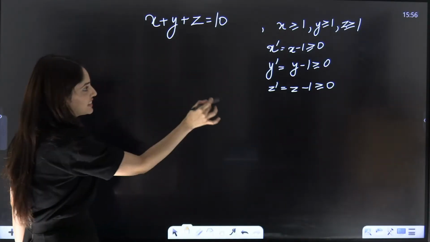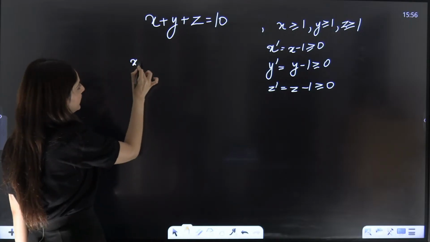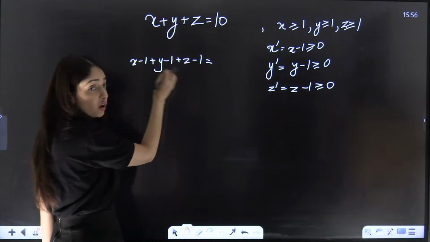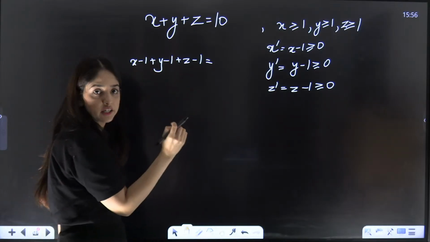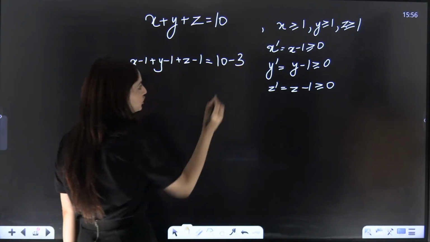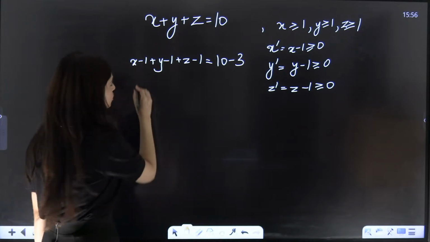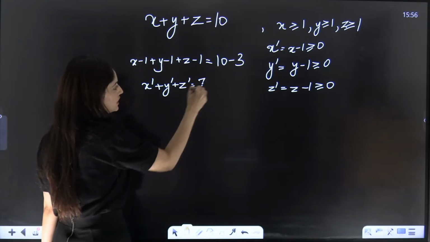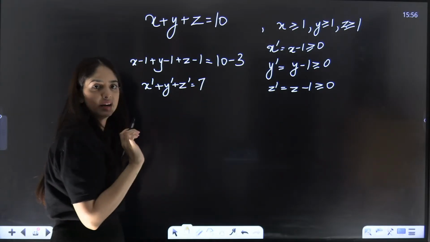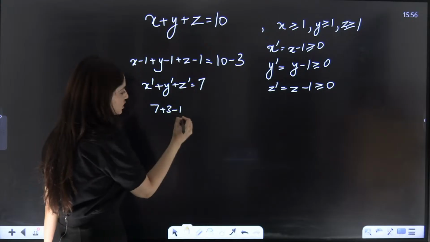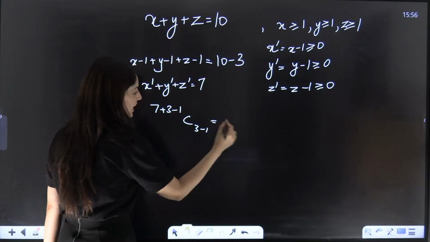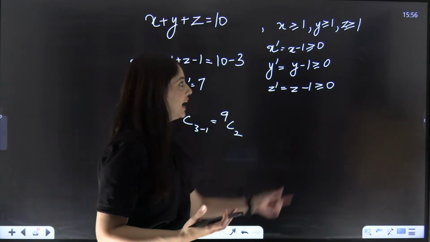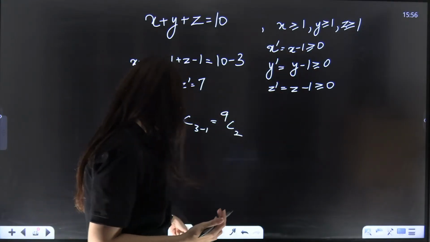So in order to make these x dash, y dash, z dash, we subtract x minus 1, y minus 1, z minus 1, and because we subtracted 3 minus 1s here, we also have to subtract 3 minus 1s here. So now our new problem becomes x dash plus y dash plus z dash is equal to 7. Now we can apply the formula directly. 7 plus 3 minus 1, C3 minus 1, that is 9C2. So in general, if any equation has this kind of conditions, then we can solve it this way.